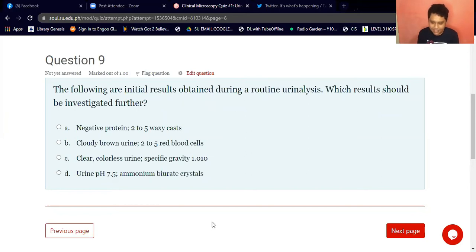Consistent. Yes, that's very much consistent, because again, your RBCs can produce a cloudy brown or even red urine. So therefore, our answer is letter A.